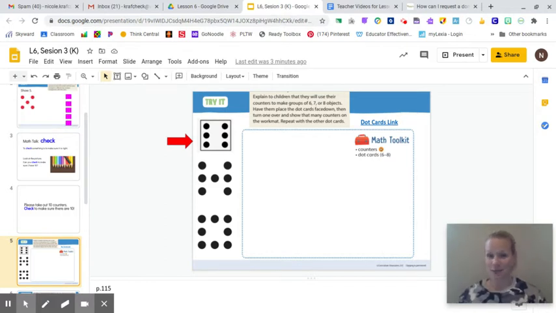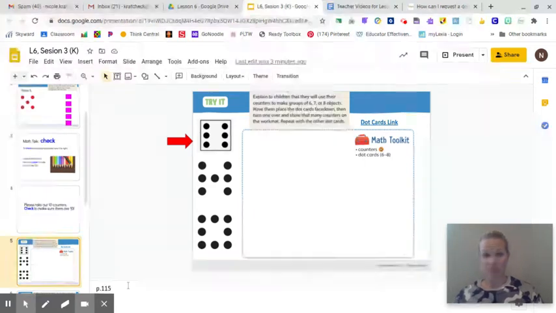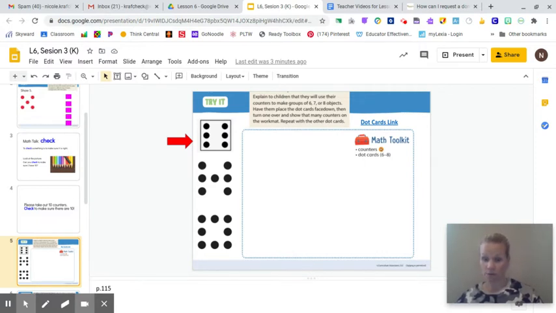What we're going to do, friends, is you are going to see this page right here in your packet. So I want you to get out this page. It is page, your grown up can help, this is for your grown up, 115. So they can help you find this page. All right, did you find it?